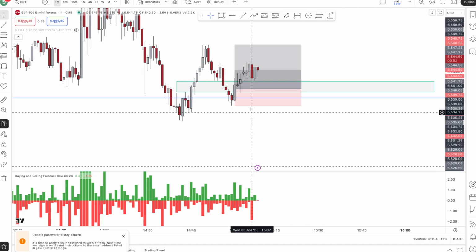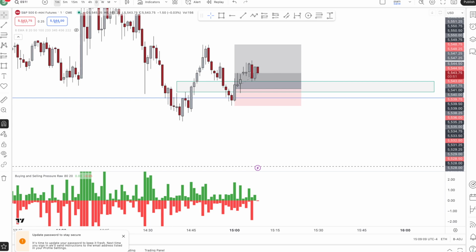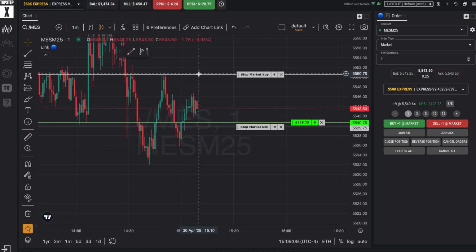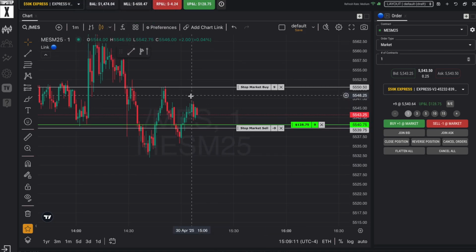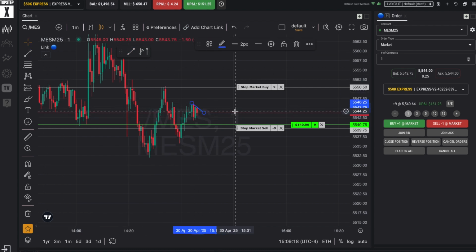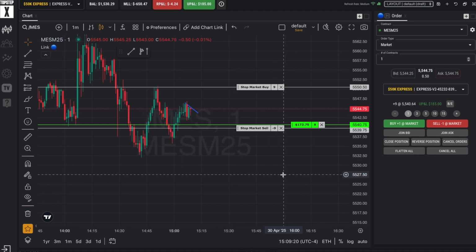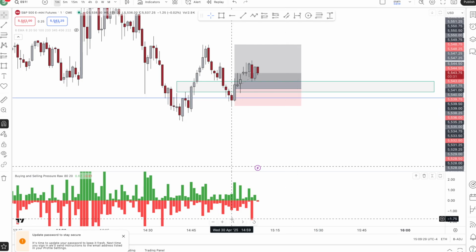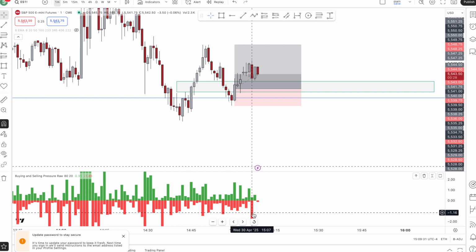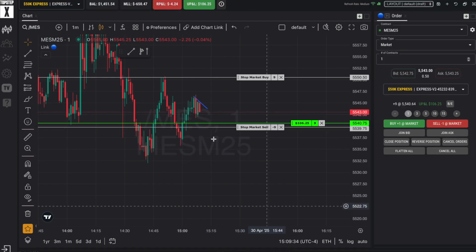Where's my stop? We might just be starting to form a little flag here, a little bull flag, which, if I get stopped out, I might re-enter if we do form a flag and then break out of it. See that big selling volume? That's not a good sign. Where's my stop exactly? 39.75.